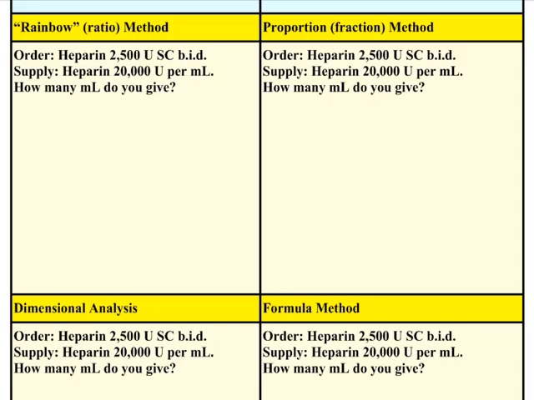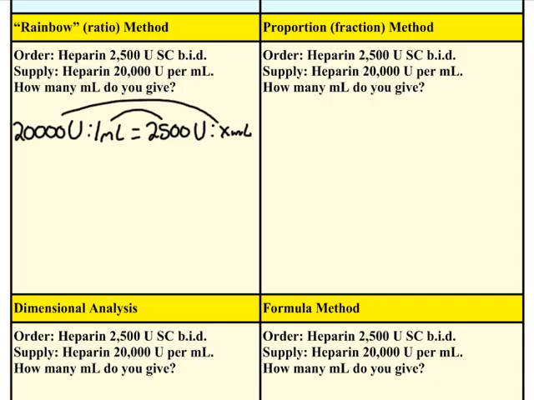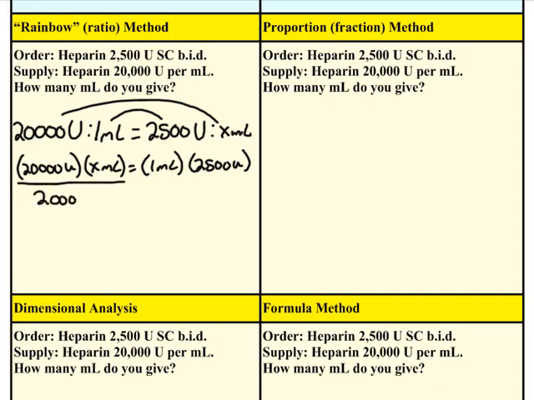We need to find our relationship between units and milliliters. As we can see from the supply, we know that there's 20,000 units in every 1 milliliter. We are told we need to deliver 2,500 units, and we need to find out how many milliliters that equals. We can multiply our means and our extremes. 20,000 units times x milliliters equals 1 milliliter times 2,500 units. To isolate our x, we will divide both sides by the 20,000 units.